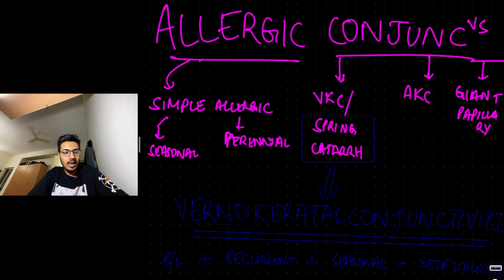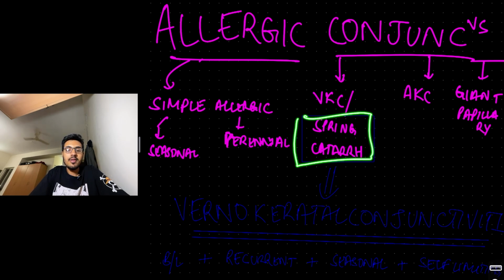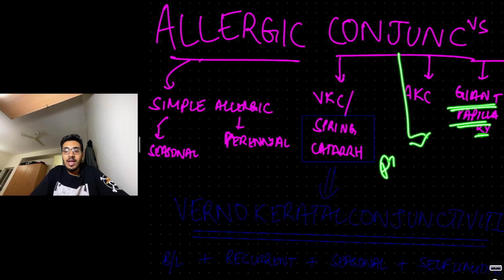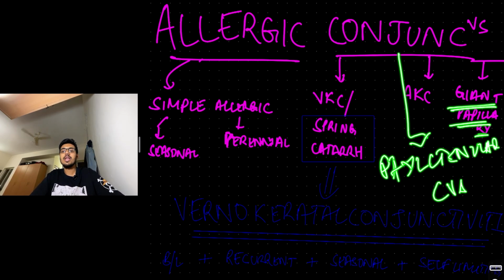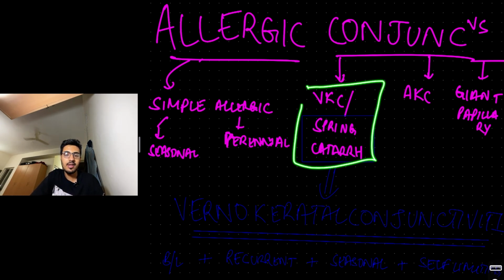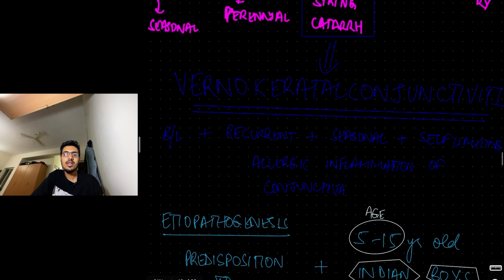Vernal keratoconjunctivitis, VKC, also known as spring catarrh. Very important. Then atopic keratoconjunctivitis, AKC, and giant papillary conjunctivitis. And there's one more, phlyctenular conjunctivitis. So these are the common types of allergic conjunctivitis. What's most important is VKC, vernal keratoconjunctivitis. So let's start with VKC.